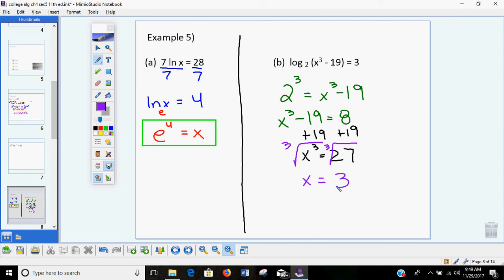Now with this one, we don't have to worry about a plus or minus. Remember, you only do the plus or minus if you have an even root.